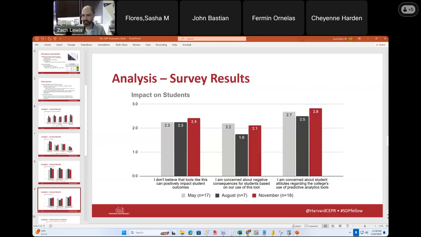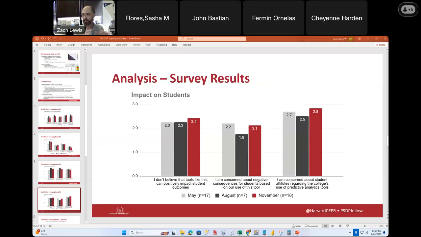And then the final chunk of survey data was focused on how advisors were perceiving this work would impact students directly. Results within this theme were pretty decidedly mixed and highlight what is likely the most significant area of focus that we'll need to really lean into as we continue to evolve this work over the next phases of this project. While there were concerns around negative consequences for students that did drop over the course of the project, parallel to that were upticks in concerns that positive impacts would really trickle down to students, and similarly fears that students might view this work in a negative light.